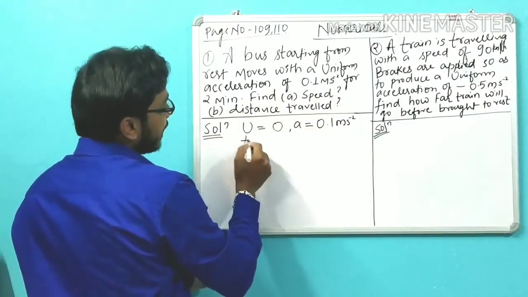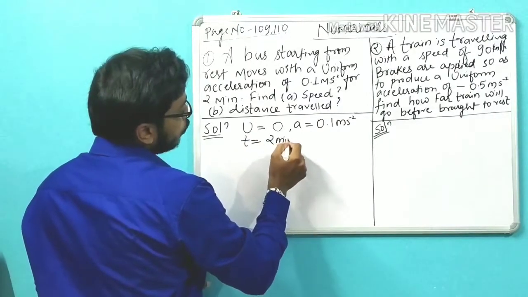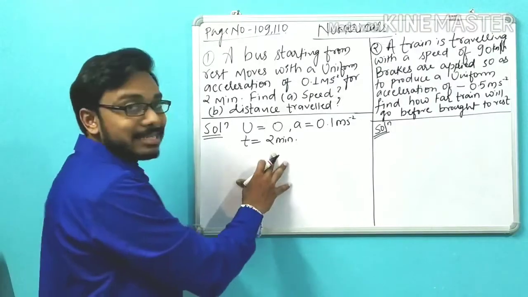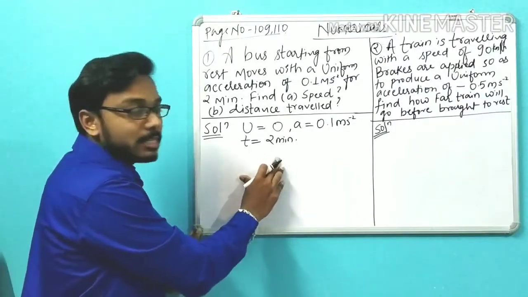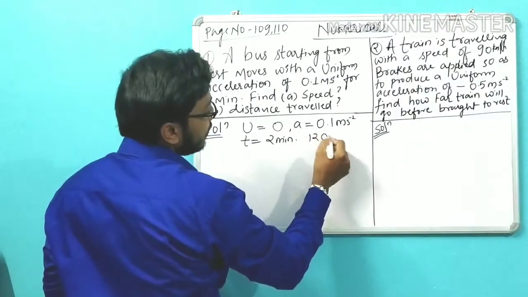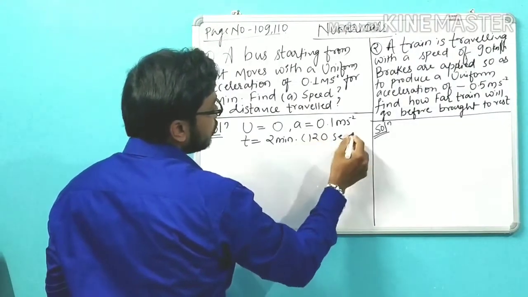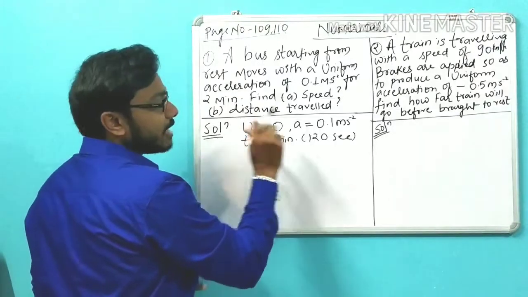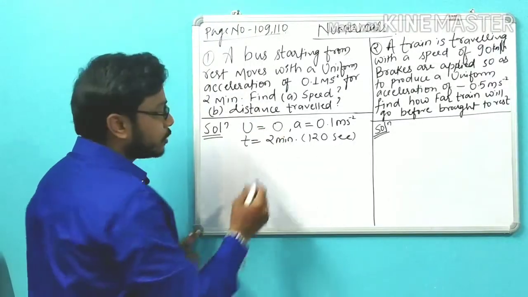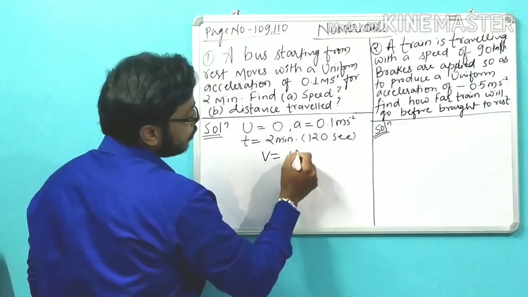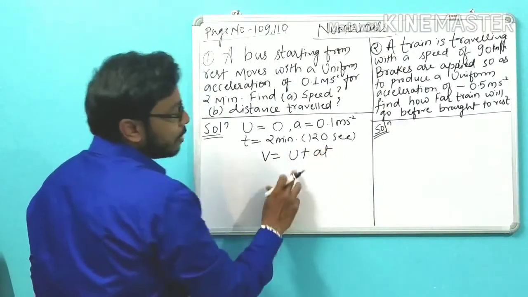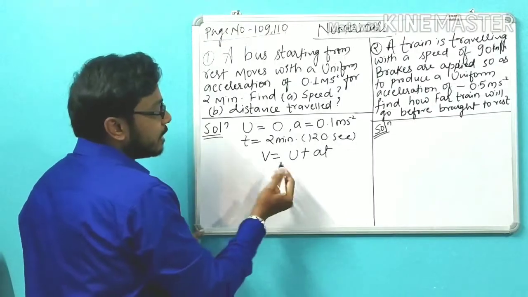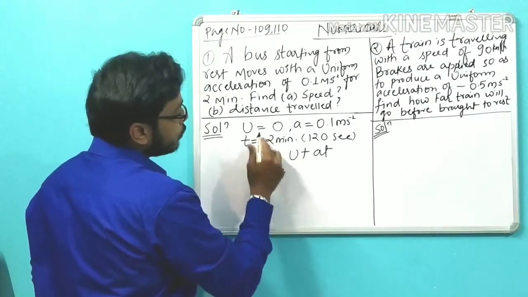And for 2 minutes. That means time is equal to 2 minutes, but it is given in minutes, so we have to convert it into its SI unit. We just multiply it by 60 and we get 120 seconds. So time is 120 seconds. So t is given, u is given, a is given. According to the first equation of motion, v is equal to u plus at. We have u, we have a, we have t. What we have to find is the speed, that is v. So let us put the value. v equals what?